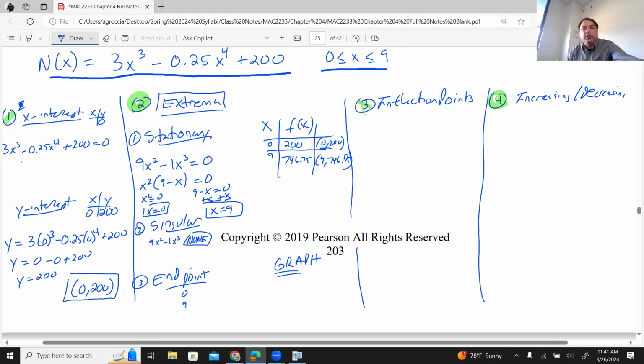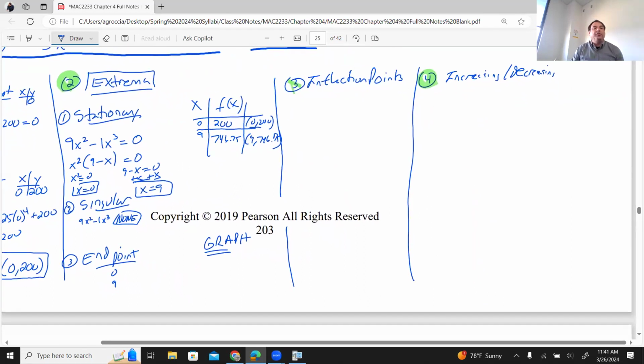Now, in order to figure out if those are maxes or mins, or if they're even either one of those, I'm going to have to graph it. In order to graph it, I need a window. The domain is 0 to 9, so I have to start at 0 and end at 9. I have no choice. That's where it begins to exist and where it ends to exist. So I'm going to count by 1.